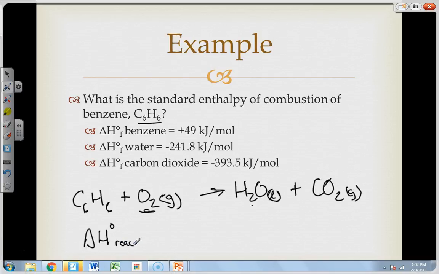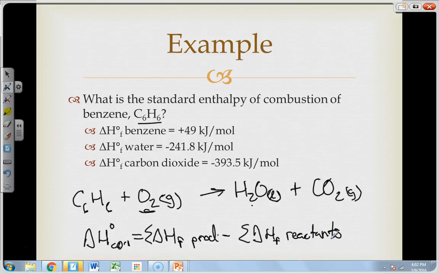So instead of putting reaction, if we know it's a specific type of reaction, we could put delta H of combustion, and that's going to equal the products minus the reactants. So it's the summation of the delta H of formation of the products minus the summation of the delta H of formation of the reactants.